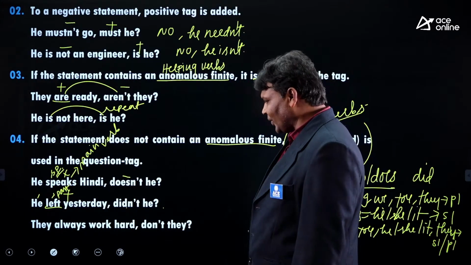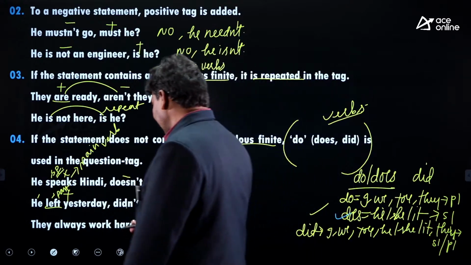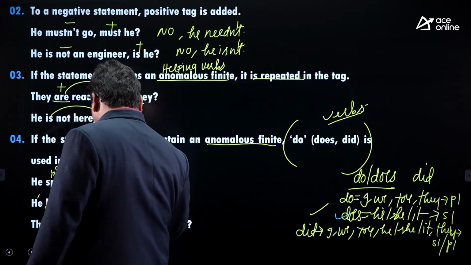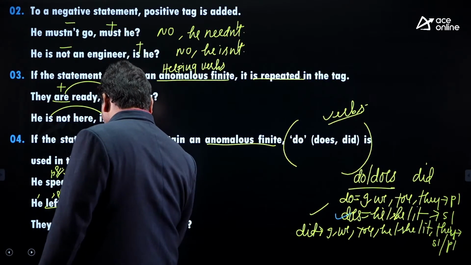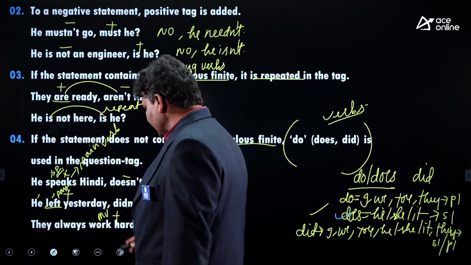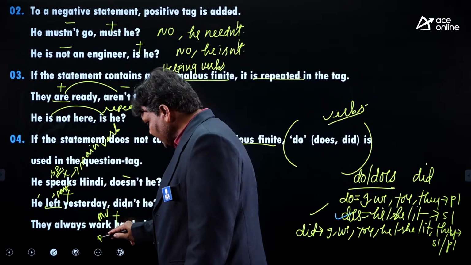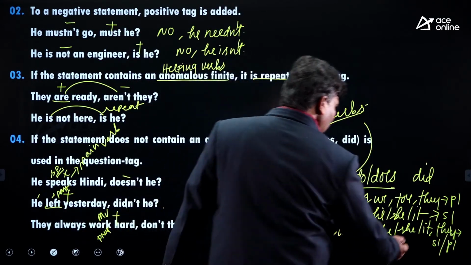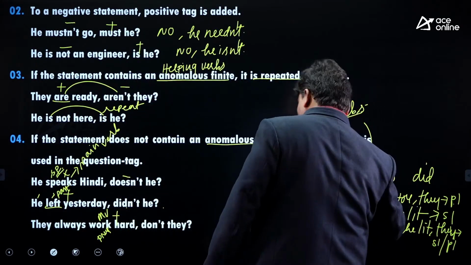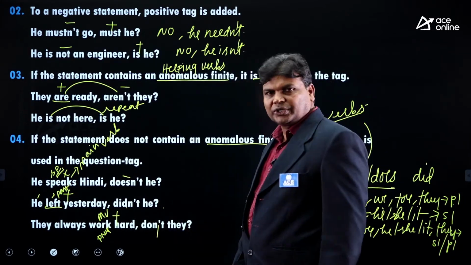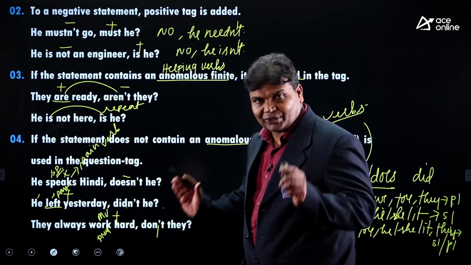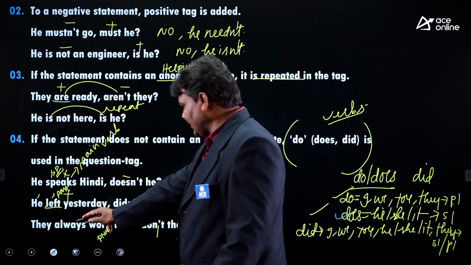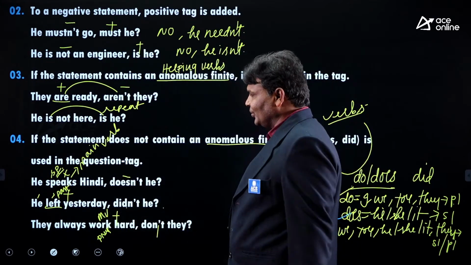They always work hard. Work hard is the main verb, students, now. This is the main verb now, and the sentence is positive now. They always work hard. This is simple present. This is present now. So then they means what did you write here now? With they, we have to use do. Now you see now, don't they. So they always work hard, don't they?